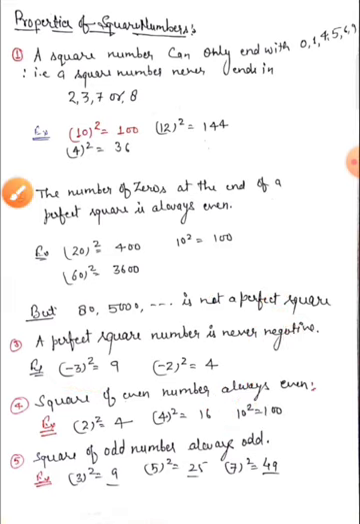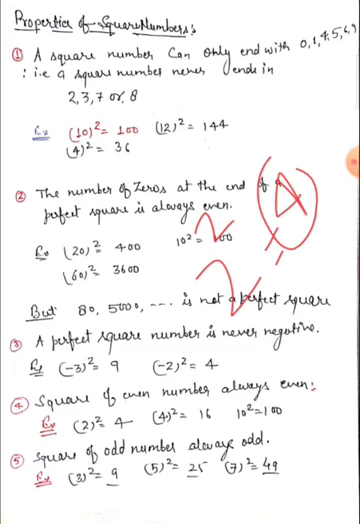Now fourth: the square of an even number is always even. This is very important. The square of an even number will always be an even number. Like 2 is an even number. What is the square of 2? It is 4, and 4 is also even. 8 squared is 64, and 64 is also an even number.